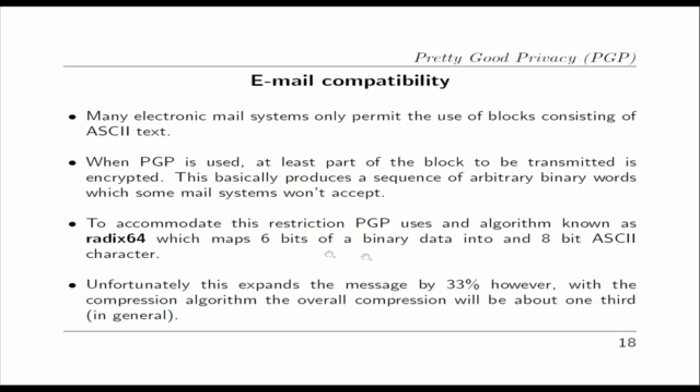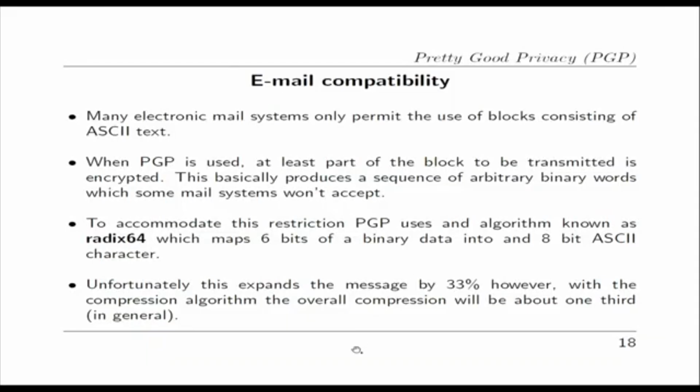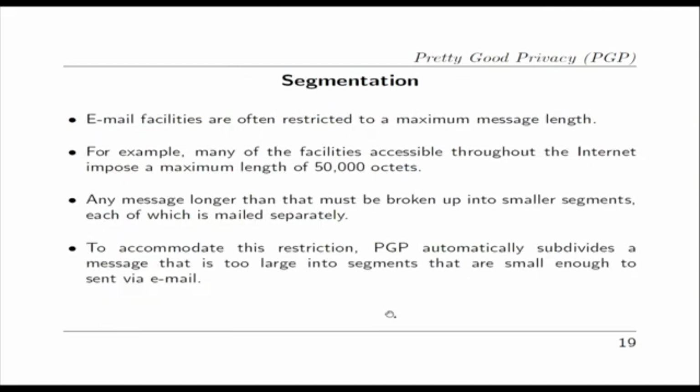So for that we have an algorithm called radix 64. After the encryption and decryption, we get the binary bits, 0 and 1 bits. This radix 64 will convert these binary bits to ASCII characters. Okay, but unfortunately this expands the message by 33%. However, with the compression algorithm, the overall compression will be about one third in general.